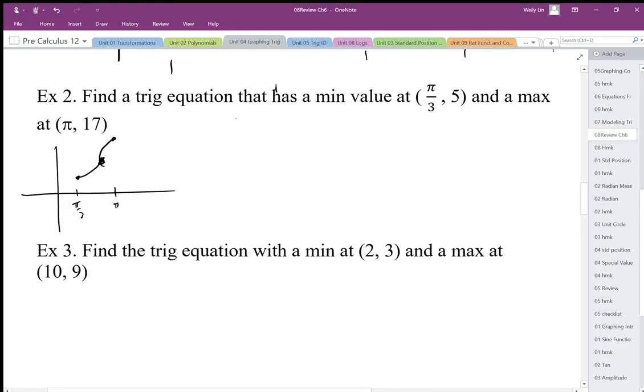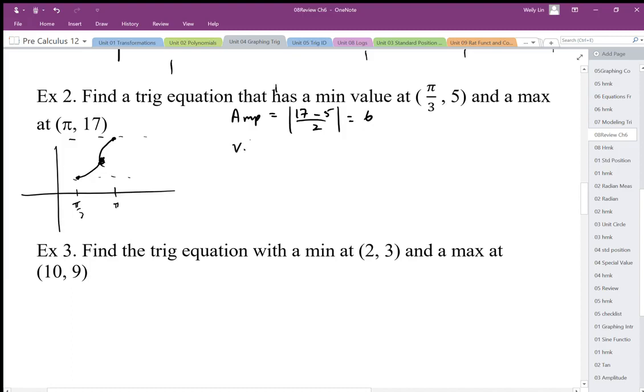So again, I still need my amplitude. The amplitude is going to be half the distance between the top and the bottom. It's a distance, so we're going to subtract. I want to find the difference. To find the distance, I only want half that distance. So I'm going to end up with an amplitude of 6.